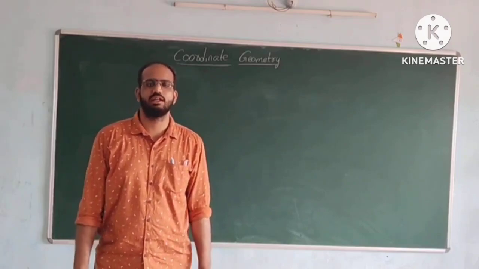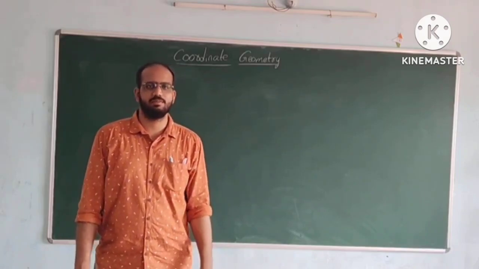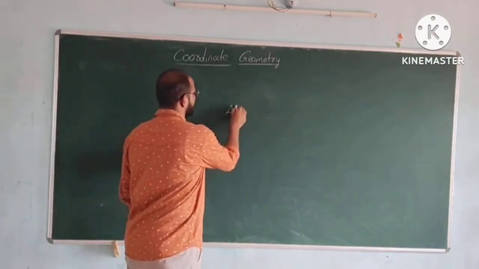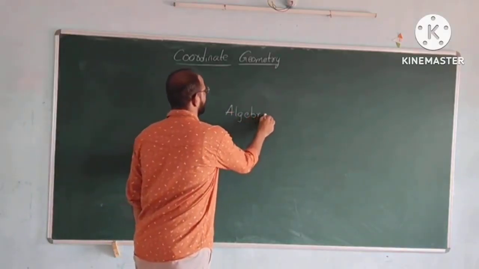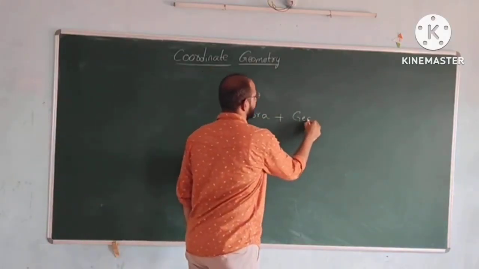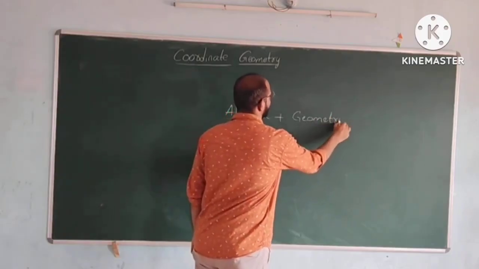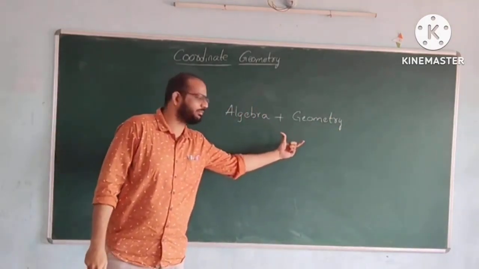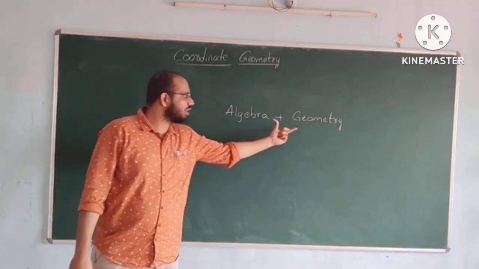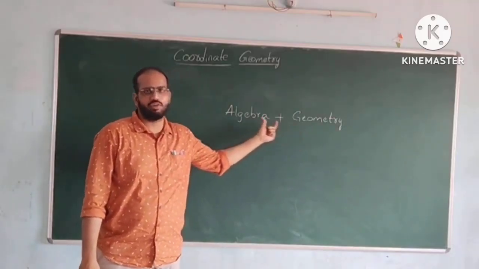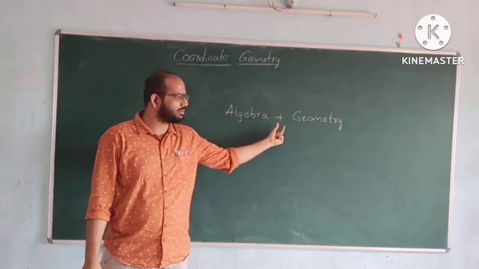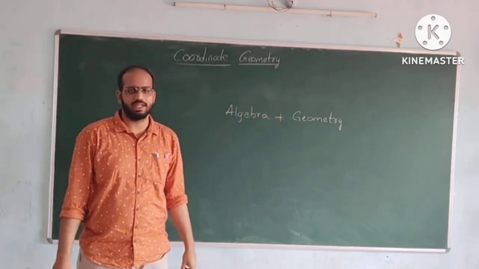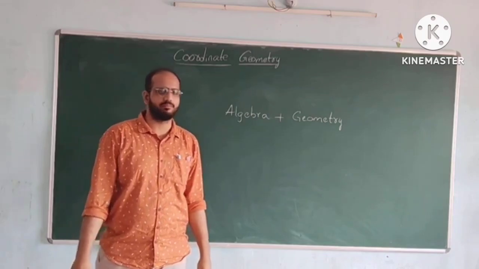Now what is coordinate geometry? Coordinate geometry means it is the coordination of algebra plus geometry. Now, how can we combine algebra and geometry? Because we want to solve geometric problems with the help of algebra. If we want to solve geometric problems with the help of algebra, then we can use the concepts of coordinate geometry. It is also called analytical geometry.